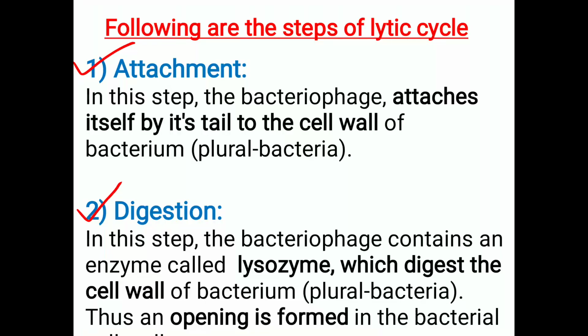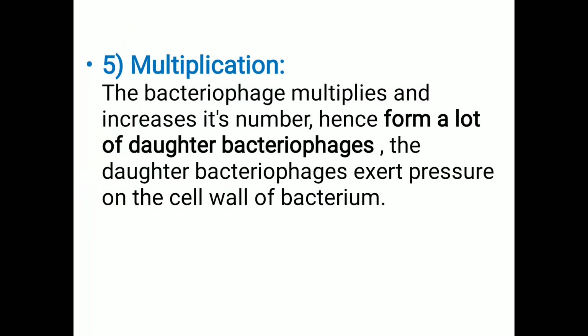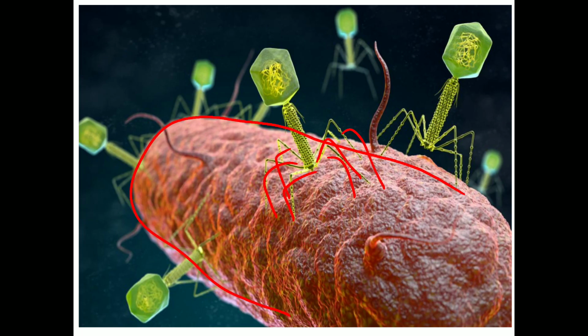Next step after that, taking control, is the multiplication. What happens in that step: the bacteriophage multiplies and increases its number, hence forming a lot of daughter bacteriophage. Thus the daughter bacteriophage exert pressure on the cell wall of the bacterium.